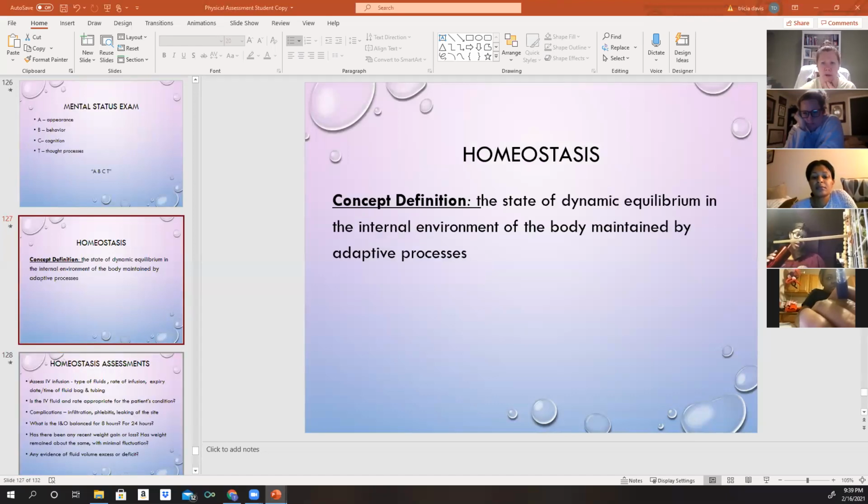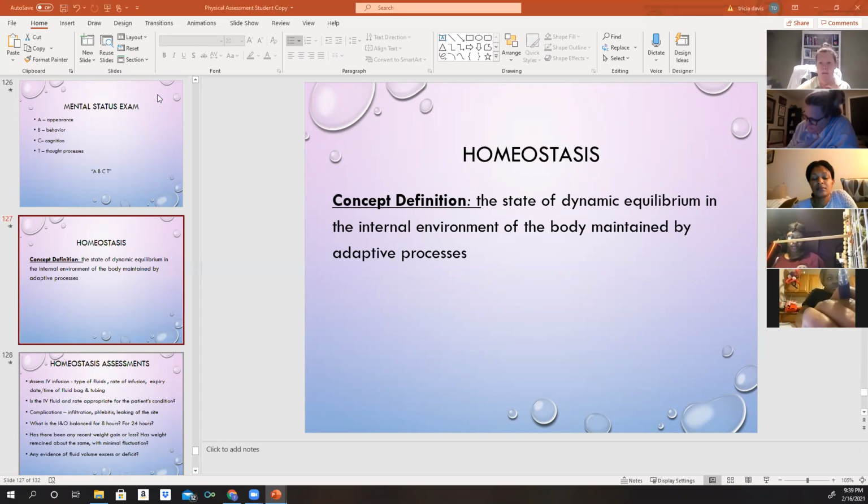So you have homeostasis. That is the state of dynamic equilibrium in the internal environment of the body, which is going to be maintained by those adaptive processes. So when we're looking at homeostasis assessments, we are going to look at their IV infusions.